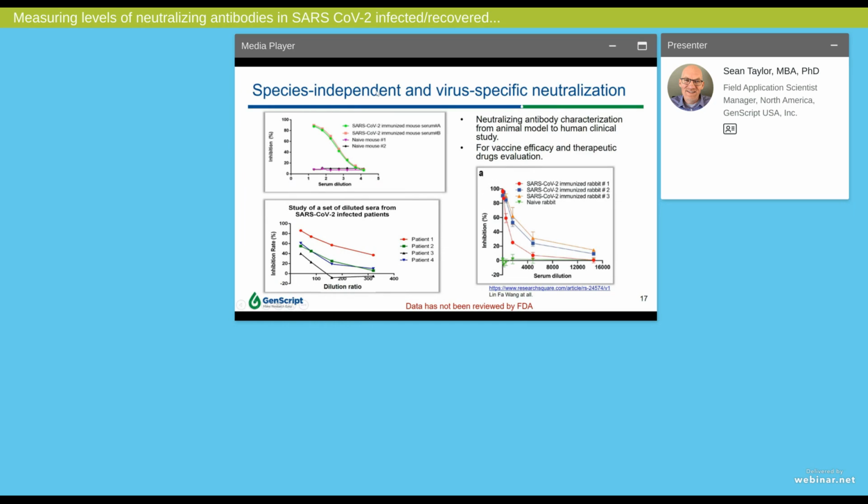And finally, species independence, just a little bit of data. I explained that we're working with purified proteins, but we have tested this kit with mice, also with patient samples and with rabbits, and there have been studies using primates as well. So this test is pan-species.